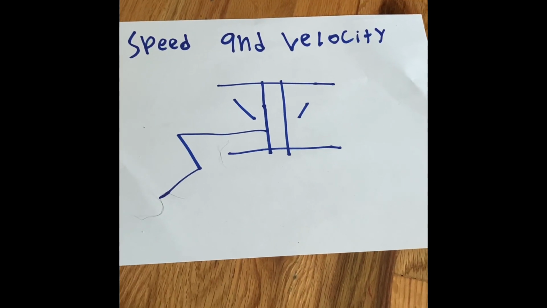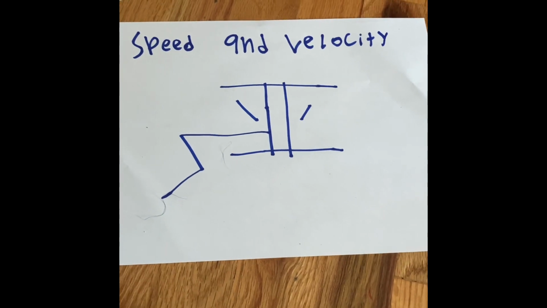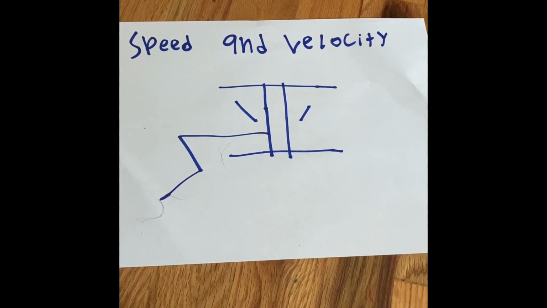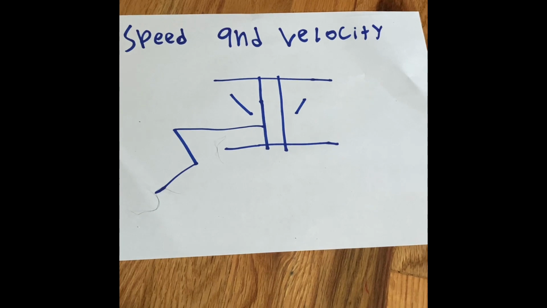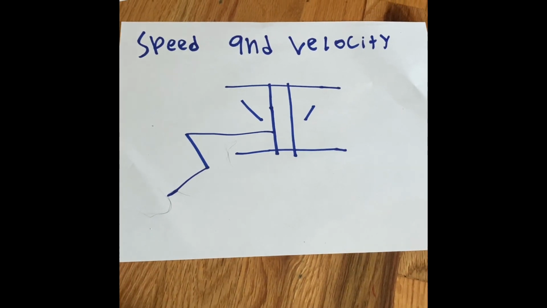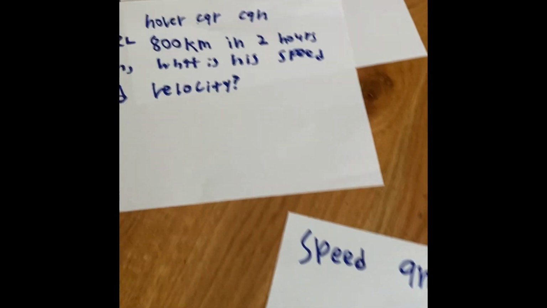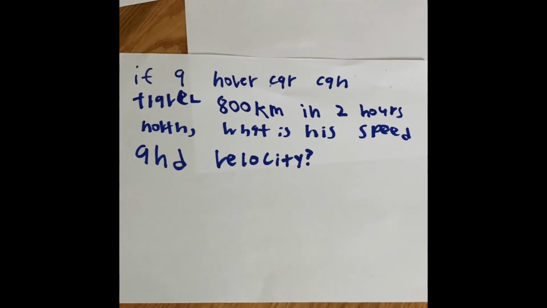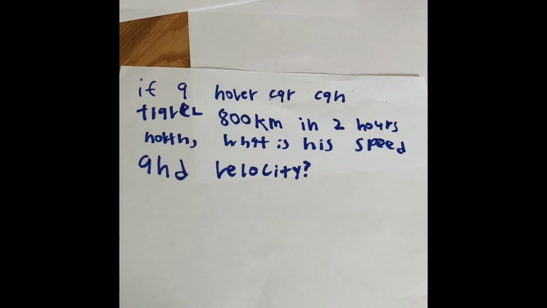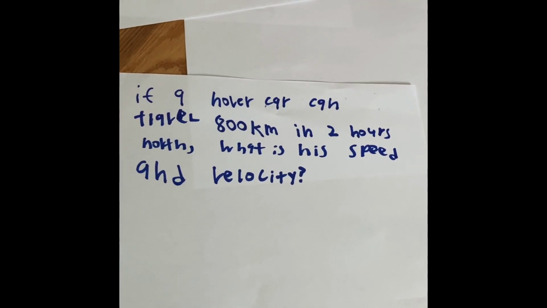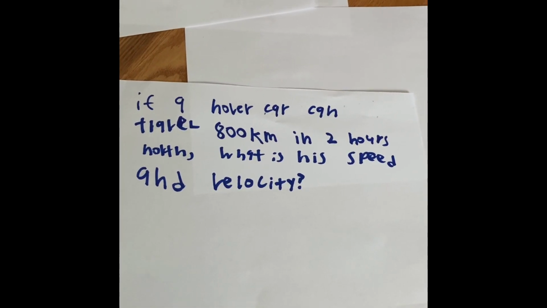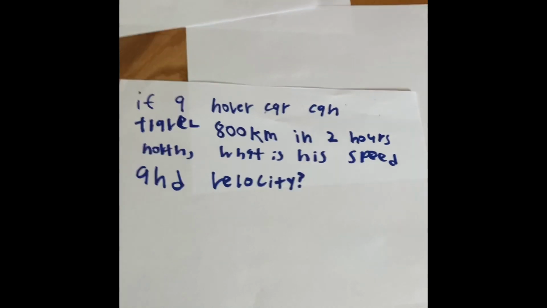So here's the big question. What is speed and velocity? And the problem is, what is the difference between the two? Because, yeah, they do seem the same. To understand what speed and velocity are and the difference, we'll need to solve this problem. If a hover car can travel 800 kilometers in 2 hours north, what is its speed and velocity?